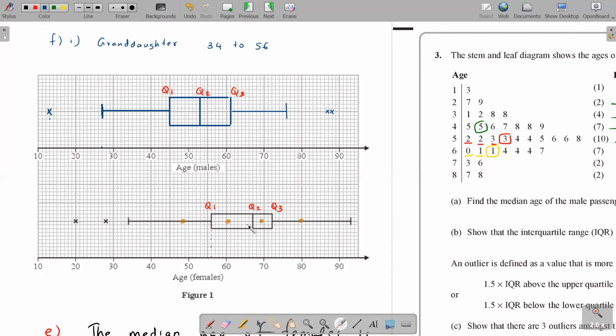Okay, and then the eldest daughter is going to come in between Q1 and Q2. Then the younger daughter comes here. Then the eldest daughter comes to this range, and then Anja's age. Now here you have to be a little bit careful. This is the grandmother, the oldest person here.